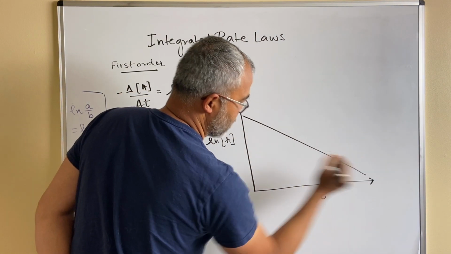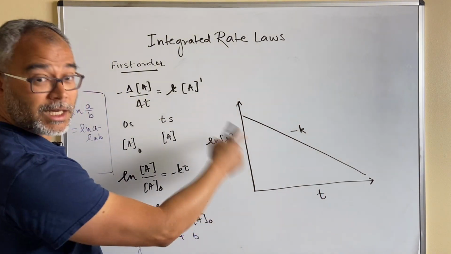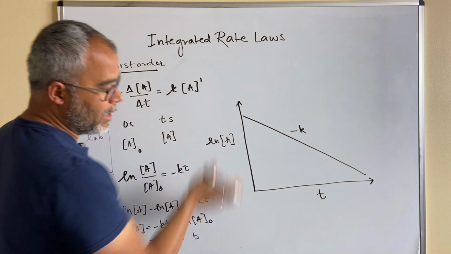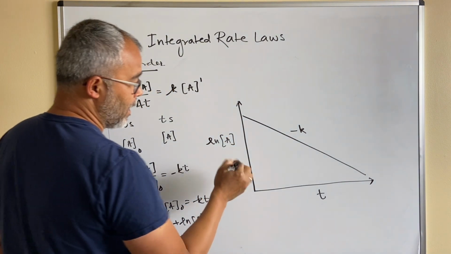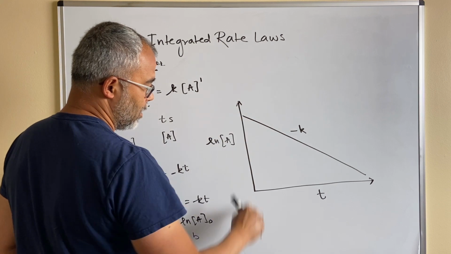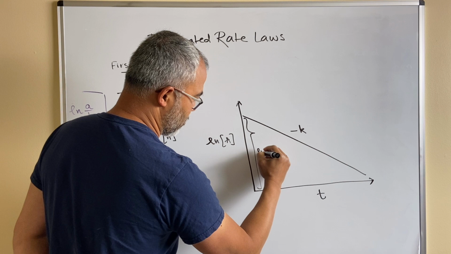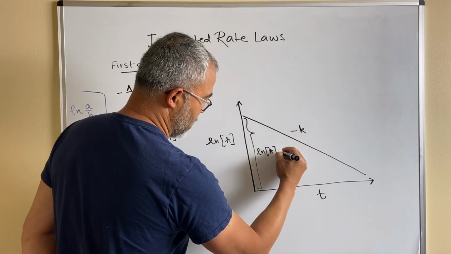So there you have it. That's the negative k, the slope of that straight line. So that's kind of the plot you'd get. It'd be a straight line. It'll have a negative slope. And notice carefully the y-intercept. So wherever this hits the vertical axis, that distance is going to be ln of A naught.